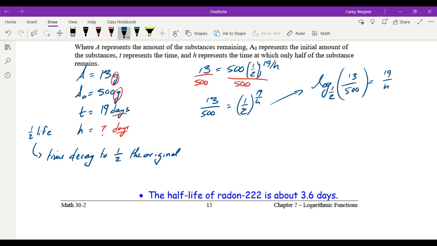Again, I could plug the logarithm into my calculator at this point, but I'm going to leave it as an expression for the moment. And what I'll do is I'm going to take this h, which is in the denominator, I'm going to multiply it up to the other side of the equation. Well, I'm multiplying it on both sides of the equation, actually. So I'm going to multiply h on the left and the right. Here the h's cancel out. And then, because I want to get h by itself, I'm going to divide both sides by the log base 1/2 of 13 over 500.